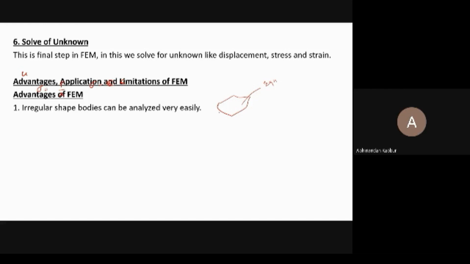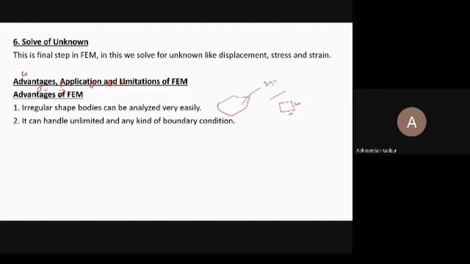See, for example, for this body, if I want to find out the area, how do you find the area? For this body, I can calculate the area. How can I calculate area? A into B, right? Because I know the equation here, A into B. Here I don't know how to calculate this area, because it is not a standard shape. I don't even know what the equation for this is. So such type of bodies can also be analyzed, or we can get the solution for such type of bodies. That is the first advantage of FEM.